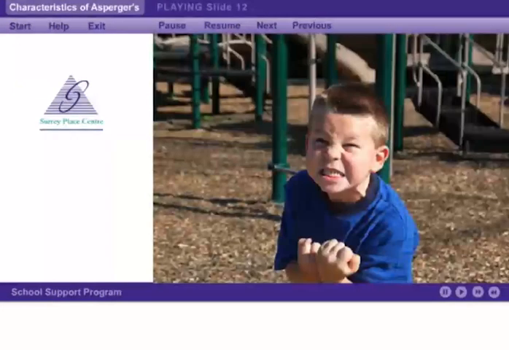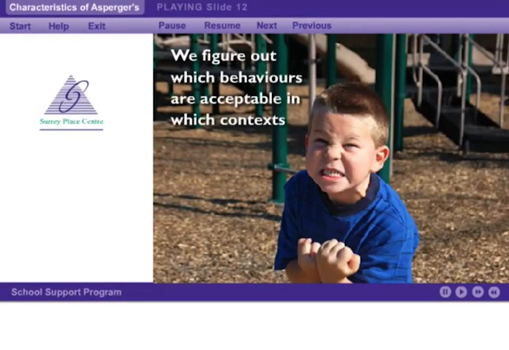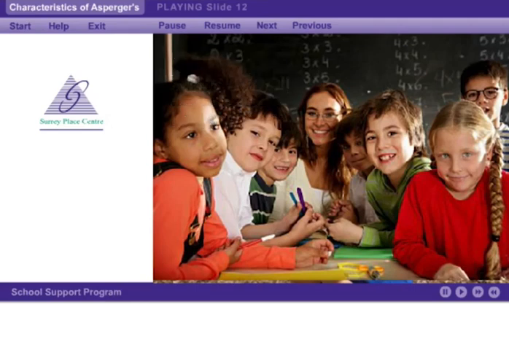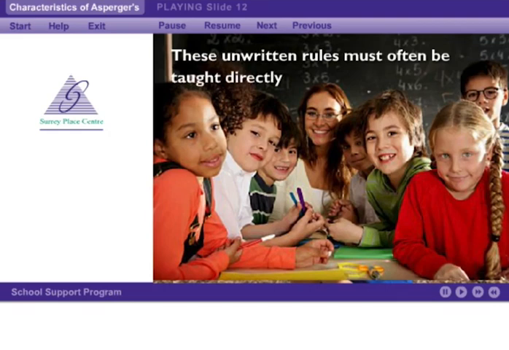From a very young age, we figure out which behaviors are acceptable in which contexts. For example, it might be okay or even cool to swear in front of your friends in the schoolyard, but most students know this isn't acceptable in the classroom. These distinctions may be too subtle for a student with Asperger's. This, combined with difficulties learning through observation, means these unwritten rules must often be taught directly.